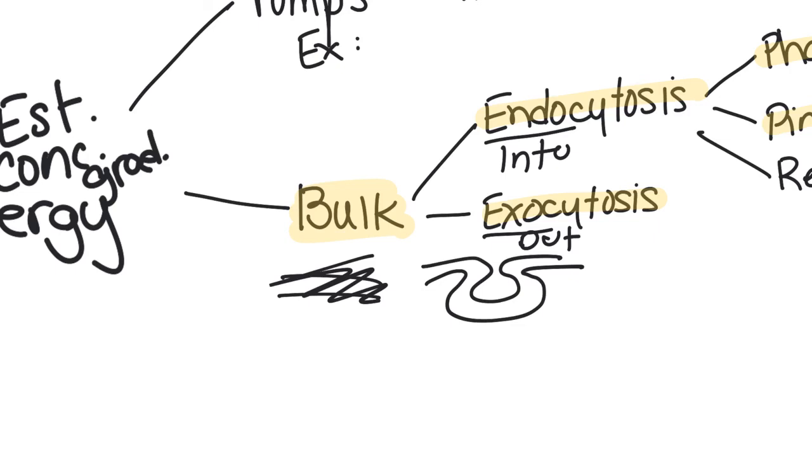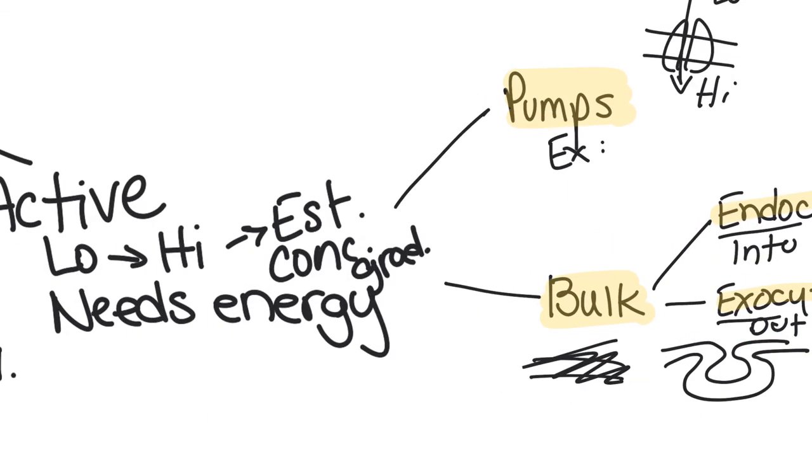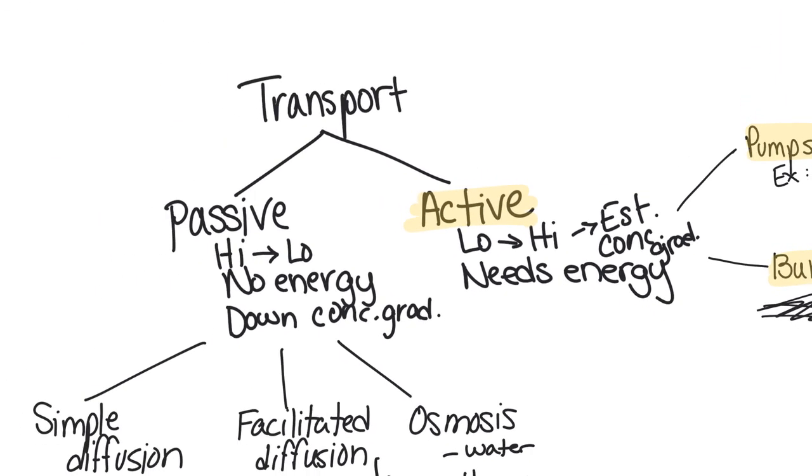Okay, that was the bell. There we go. And then I would expect you to remember that bulk transport and pumps are both forms of active transport, and active and passive are the 2 ways that materials can move into and out of cells.